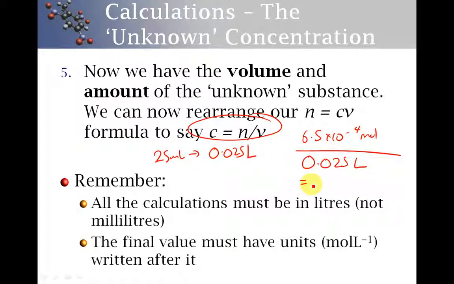Okay, divided by 0.025 equals 0.026 moles per litre. So now I've calculated the unknown substance's concentration. Phew. Okay, remember, all calculations must be in litres. That's really, really important. And the final value, you must have the following unit, moles per litre, written after it.